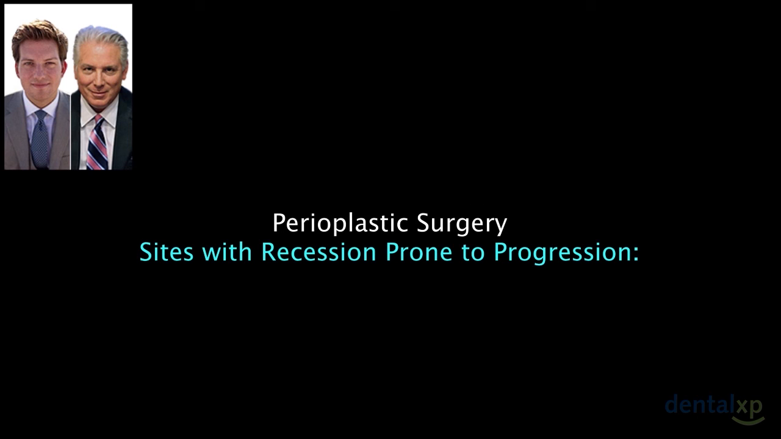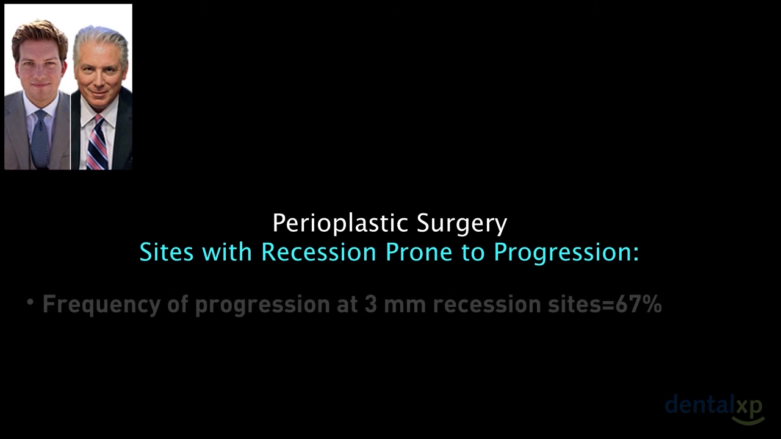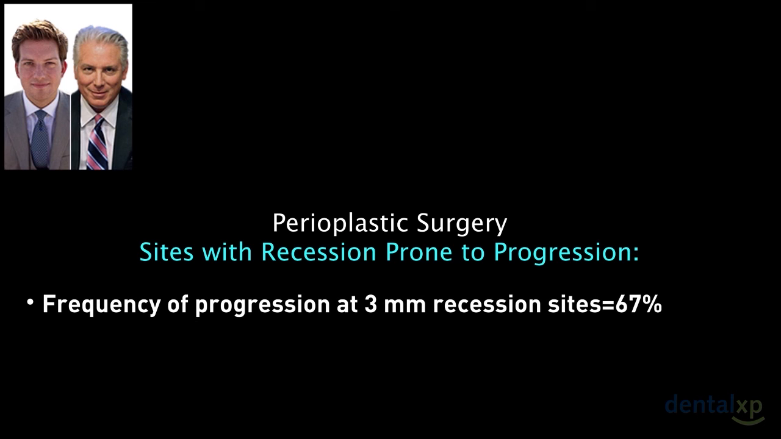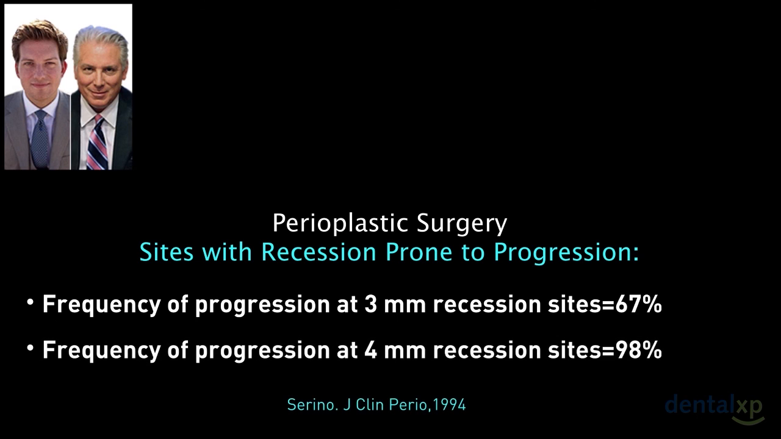So how do we make a decision? This is a very important situation for restorative dentists to know. This is a study by Serino. He said that if you have a patient that has at least 3 millimeters of recession, the chance that it's going to progress is approximately 67%. If you have a patient that has about 4 millimeters of recession, the chance that those sites will increase is about 98%. So just in terms of numbers, if you see a patient with approximately 4 millimeters of recession, you can expect to see increased recession over that patient's lifetime. And it's something to consider prior to doing any of your restorations.